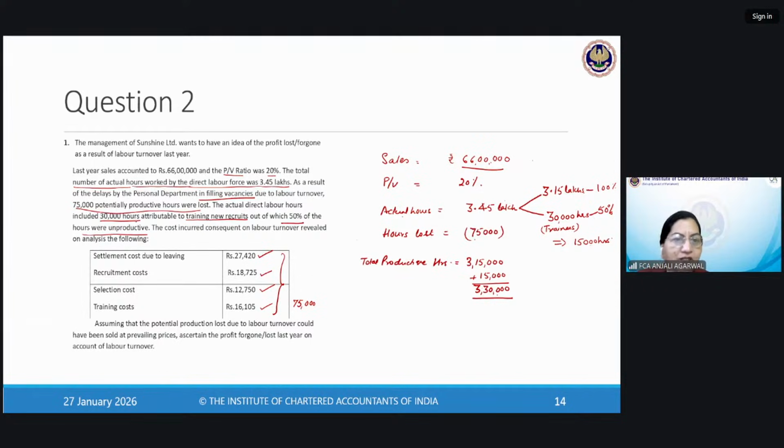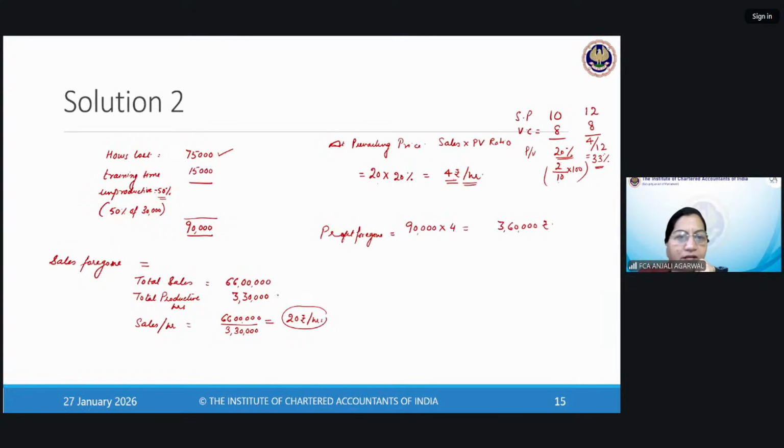And an additional 30,000 hours, when their vacancies were filled, the workers were still under training. And during these 30,000 hours they were training, they were only half productive. So 15,000 hours were lost here also. So 75 plus 15, 90. Alternatively, you can assume that these 15,000 are included in this. In that case, you will have a different answer.